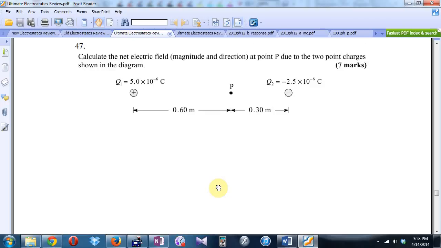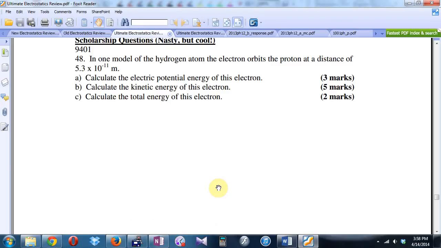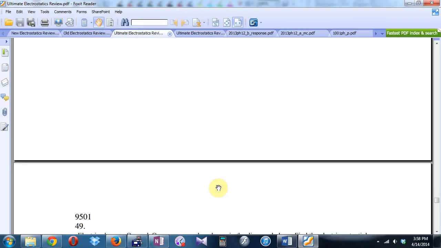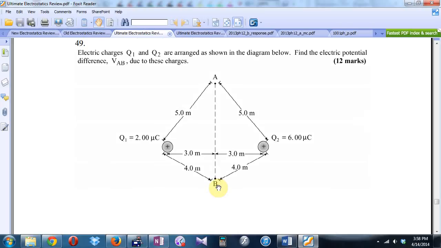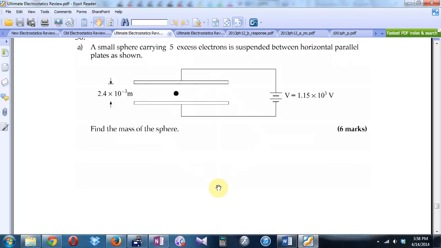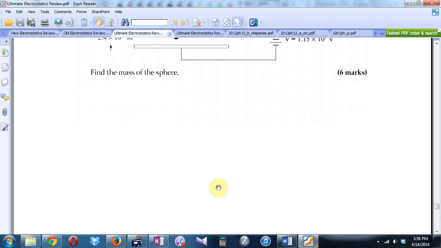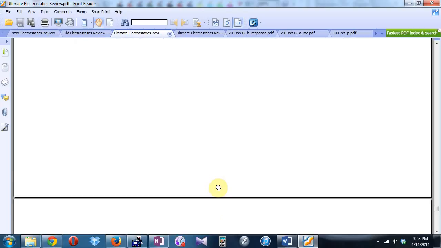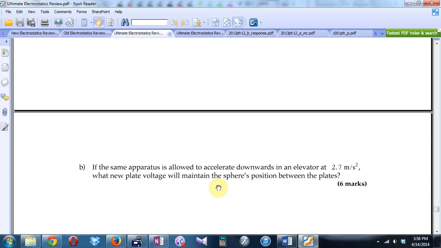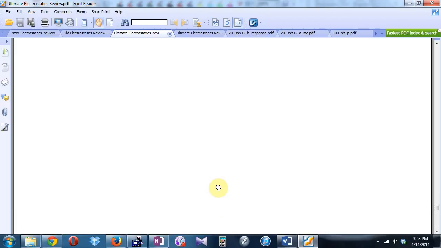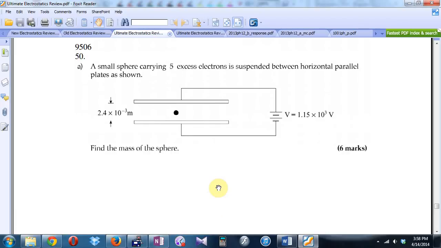Absolutely, number 47, find the net electric field. Hopefully you're cluing in that I'm hoping that's a free 7 marks by now. I hope. 50A is totally fair game. Find the mass. What's 50B? B is yucky. I would have no problem with it as a nasty multiple choice.